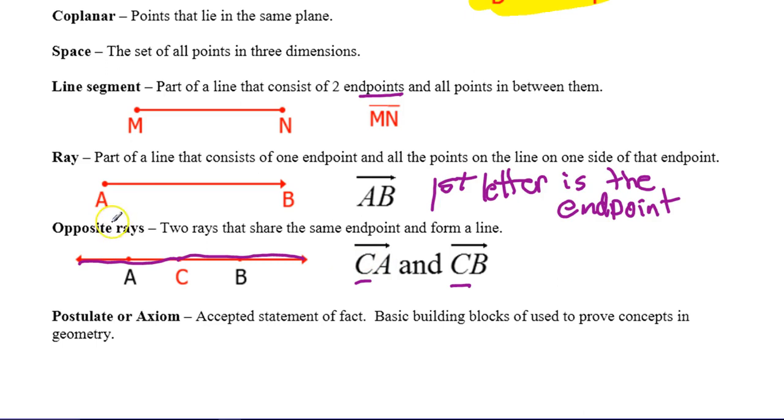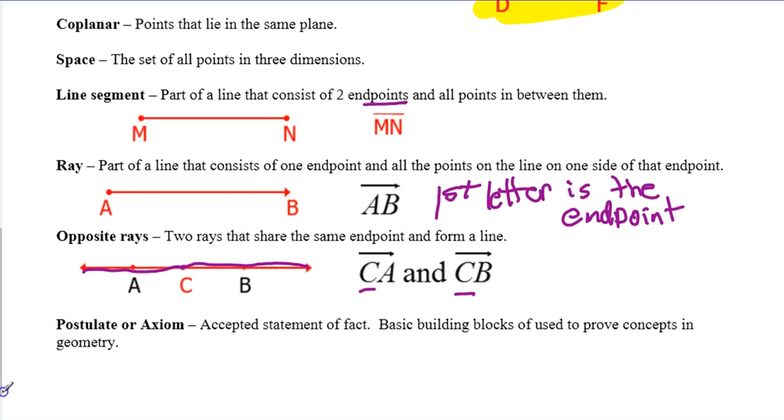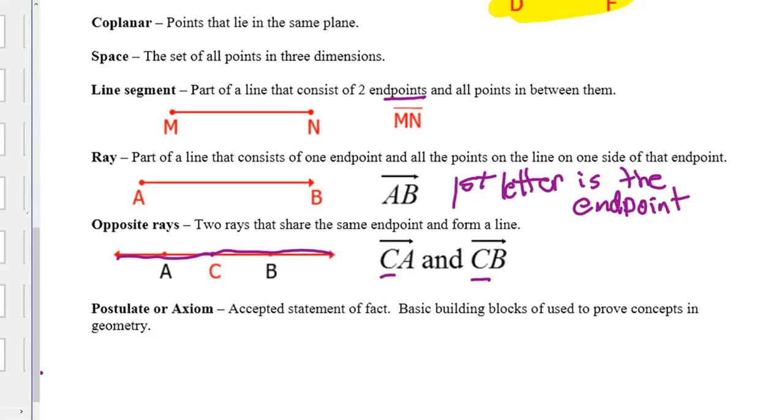All right, so we're cruising along, lots of words here, so we're going to move through them. We'll practice some of these here in a little bit. A postulate or axiom is an accepted statement of fact, and that's the basic building blocks used to prove concepts. When we hear that word, we want to be thinking, okay, this is an accepted fact, not something that we need to prove.